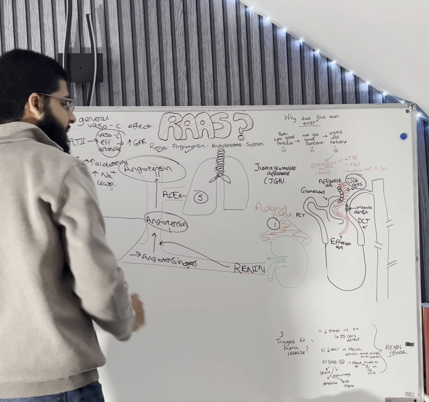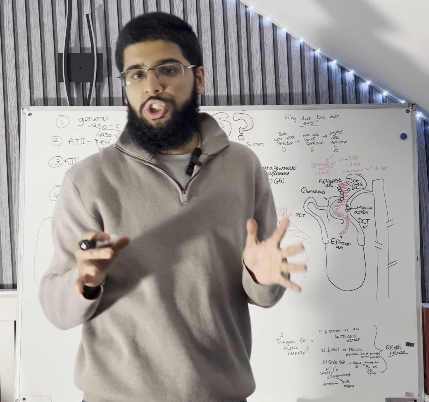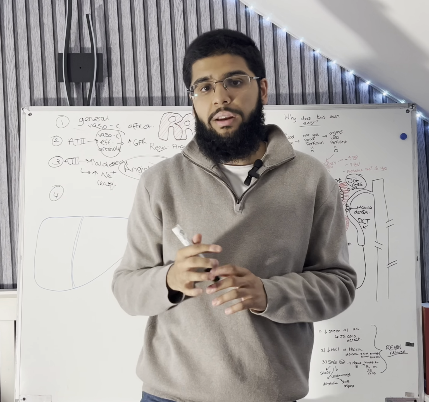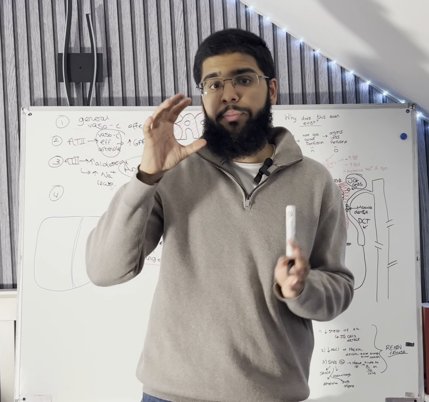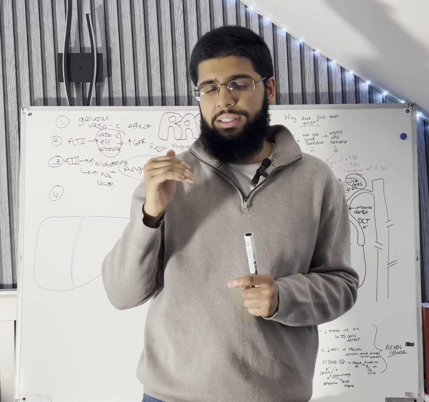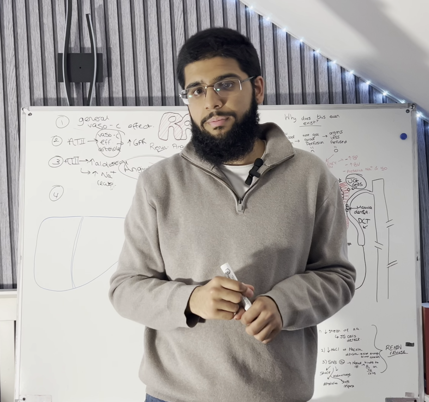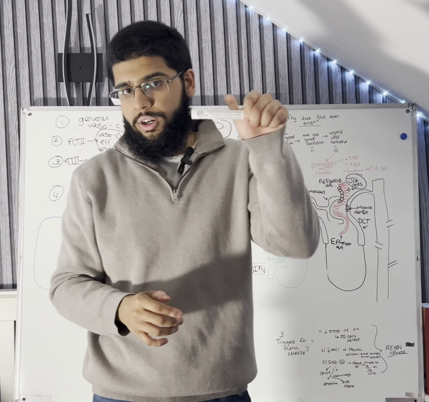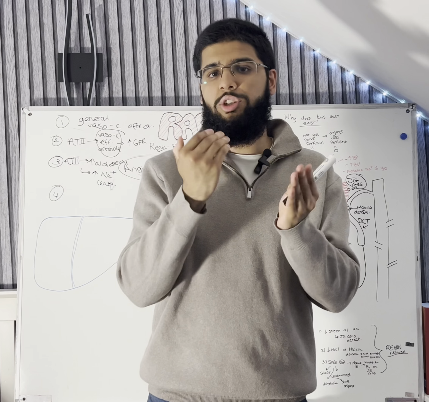Fourth step, one of the final effects of angiotensin 2 is it's going to be going up to the brain and it's going to be working on the posterior pituitary. So remember, the pituitary gland, it's below the hypothalamus in the brain, and the posterior pituitary releases your two main hormones. Try and remember what they are. I'll give you a second. They are oxytocin as well as ADH. ADH stands for your antidiuretic hormone.